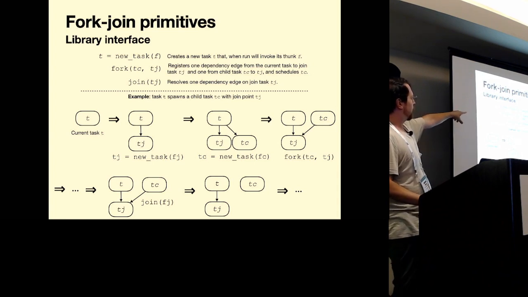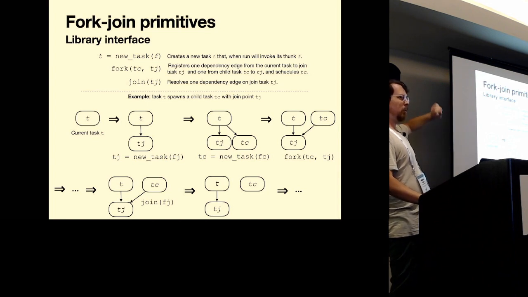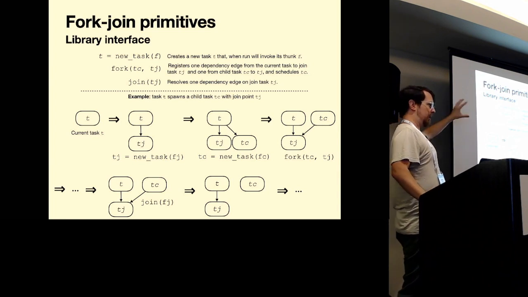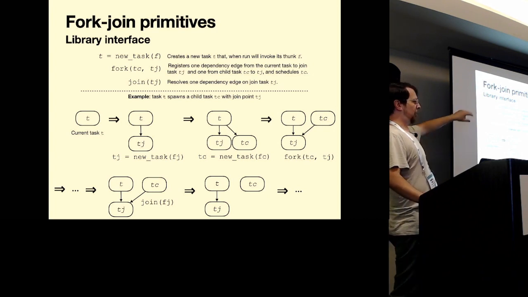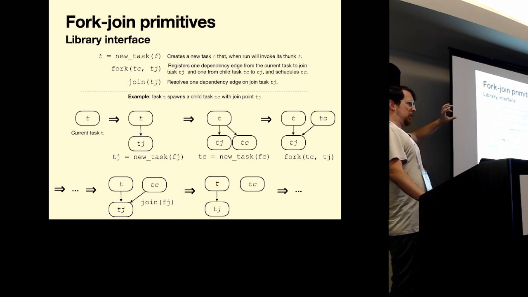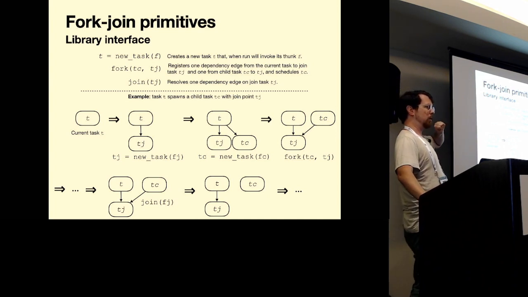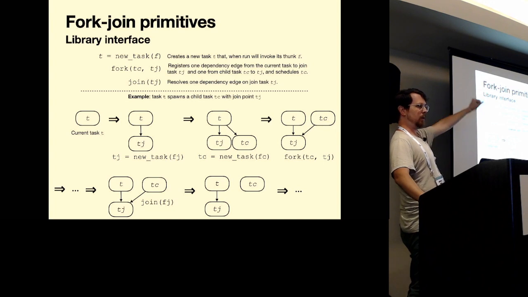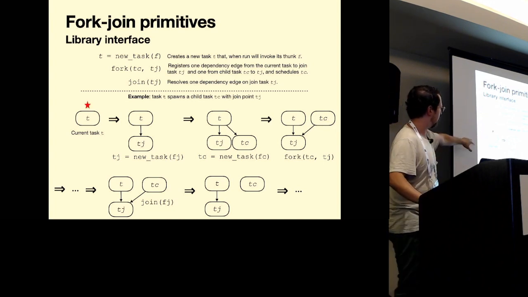We have these three functions. There's one to create a new task given a thunk. The thunk is basically the computation that the task does when it's scheduled. There's a fork instruction, which is going to set up dependency edges and start a task running. And there's a join instruction, which is going to tell a task downstream that its dependency edge has been resolved. So those are the three instructions. I'll just step through quickly what it does.